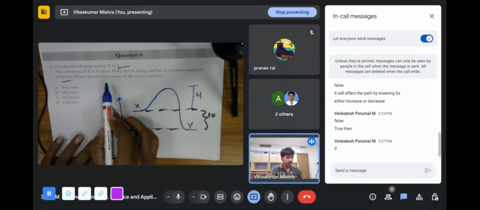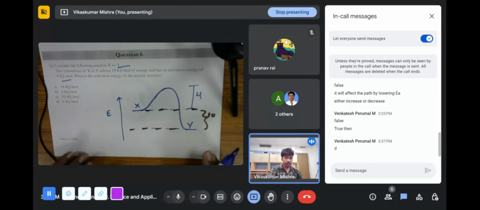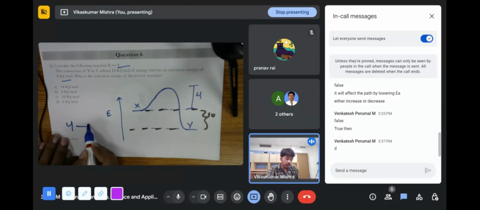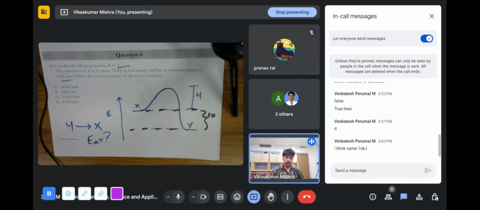Right? What is the activation energy of the reverse reaction? Now they are asking that, okay, X has converted to Y. It required 4 kilojoule per mole of energy for the activation, and also it is liberating the energy of 10 kilojoule per mole. Now they are asking what will be the activation energy for Y to convert to X. It's Ea we want to find. So what do you guys think on this? Okay, 10 kilojoule. Yeah, Venkatesh is telling it's 10 kilojoule.